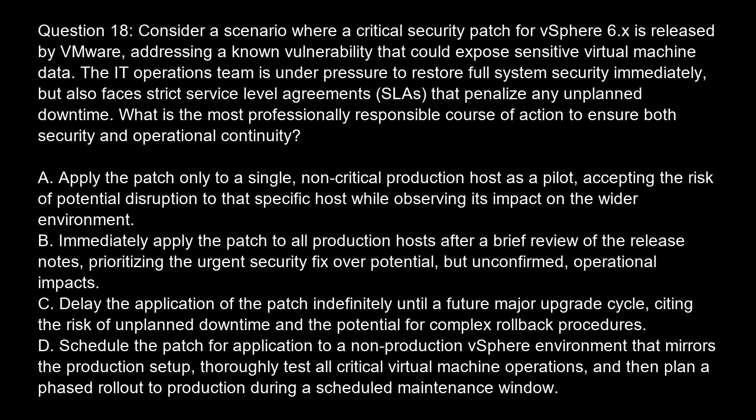Option C. Delay the application of the patch indefinitely until a future major upgrade cycle, citing the risk of unplanned downtime and the potential for complex rollback procedures. Option D. Schedule the patch for application to a non-production vSphere environment that mirrors the production setup. Thoroughly test all critical virtual machine operations, and then plan a phased rollout to production during a scheduled maintenance window.